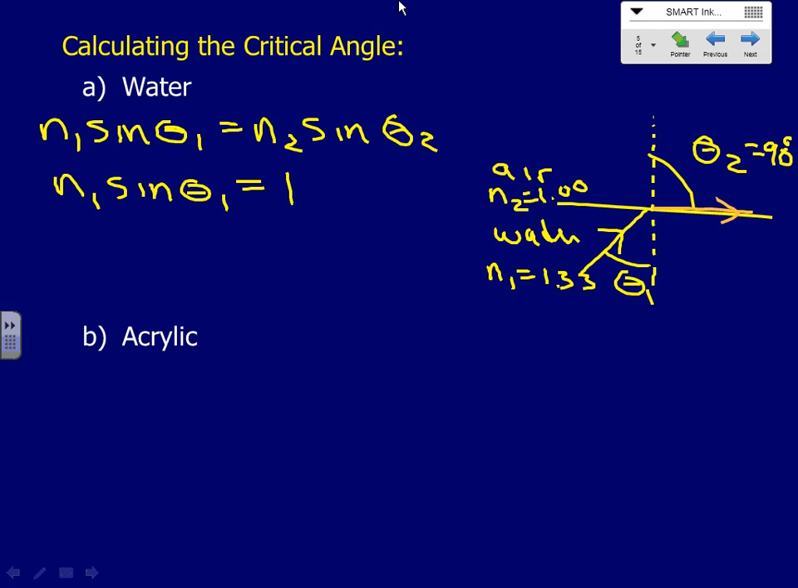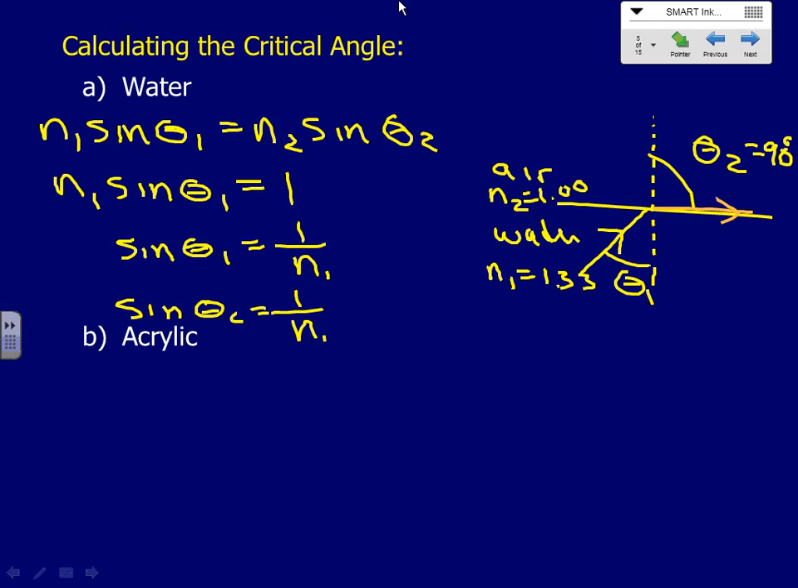I want to figure out the theta. Sine theta 1 is equal to 1 over N1, or 1 over the N of what we're trying to find. Then I need to take the inverse sine of that. Could you memorize that? Could you memorize something like sine theta C is equal to 1 over N1? I suppose you could. Do you have to? No.